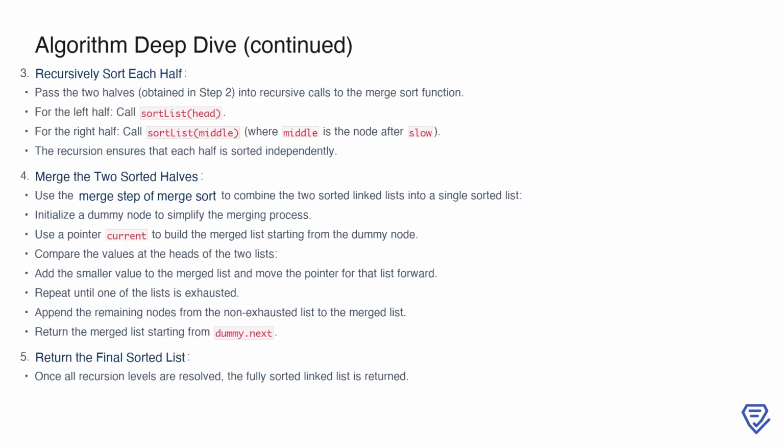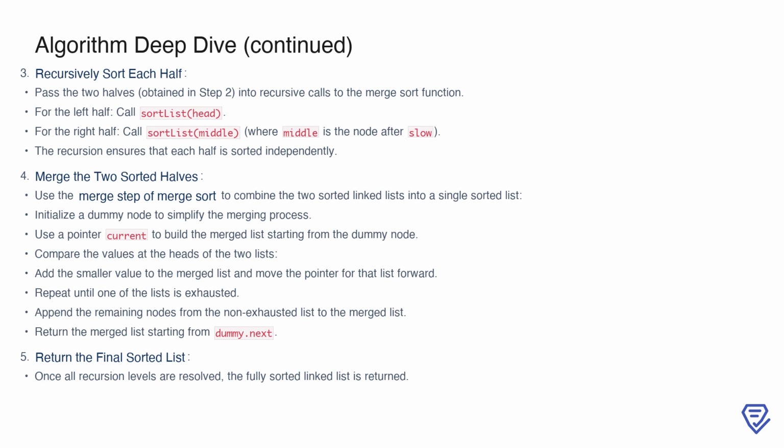Once the linked list is split into two halves, we proceed to sort each half recursively. The left half is passed into a recursive call to the sortList function, and similarly, the right half is handled in a separate recursive call. This ensures that each portion of the list is broken down and sorted independently. After sorting the two halves, we merge them back together.